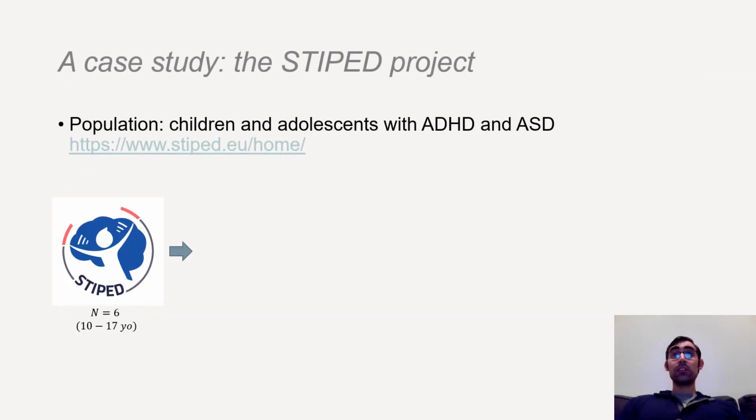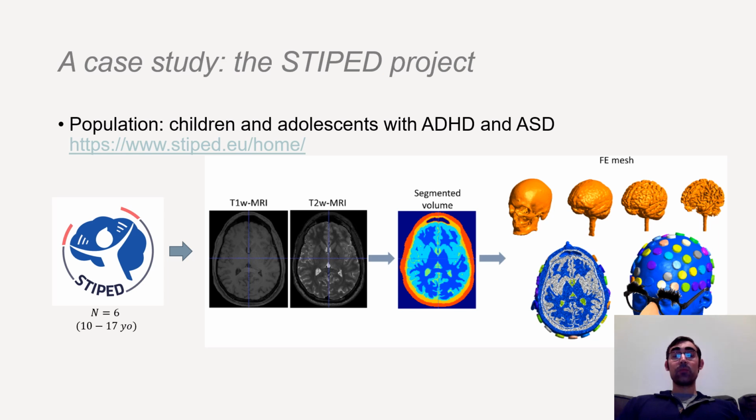So in this study in particular, we used data from 6 participants of STIPED. And for each of these 6 participants, we collected T1 and T2 weighted structural MRIs. We then processed these MRIs using this pipeline to create personalized computational head models for each of the subjects. So the first step of this is to segment the T1 and T2 into different tissues, and then build 3D geometric reconstructions of each of the tissues.